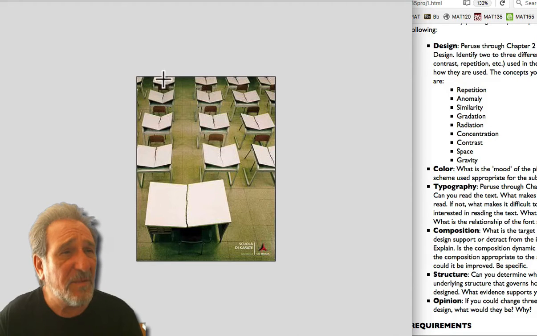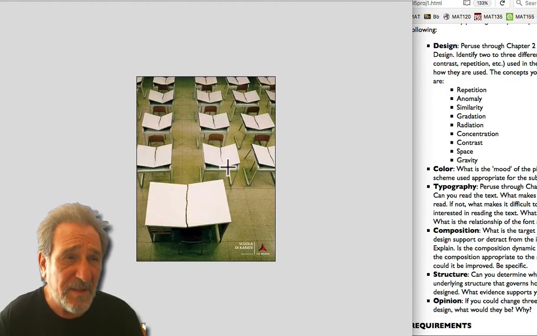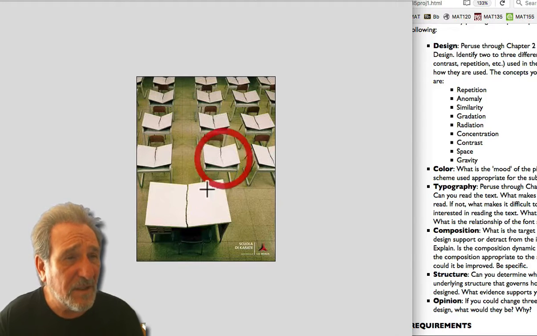Here we have a strong sense of repetition. We have a sense of space because these elements are receding into the distance. We have a little contrast going on there from the big to the small. What else is going on there?